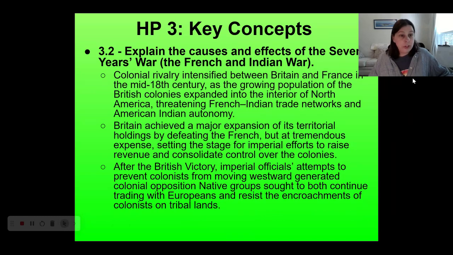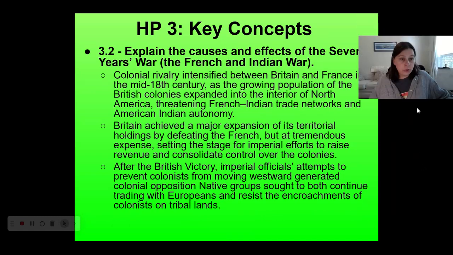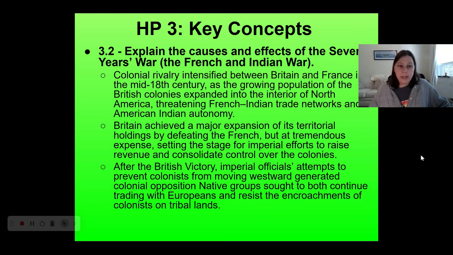So first off, this unit starts with, again, the 7 Years' War or the French and Indian War. Keep in mind that 7 Years' War is the sort of name for the global conflict, and then French and Indian War is the name for the part of it that's happening in North America specifically, which is longer than 7 years. Yay. We're looking specifically at causes and effects here.